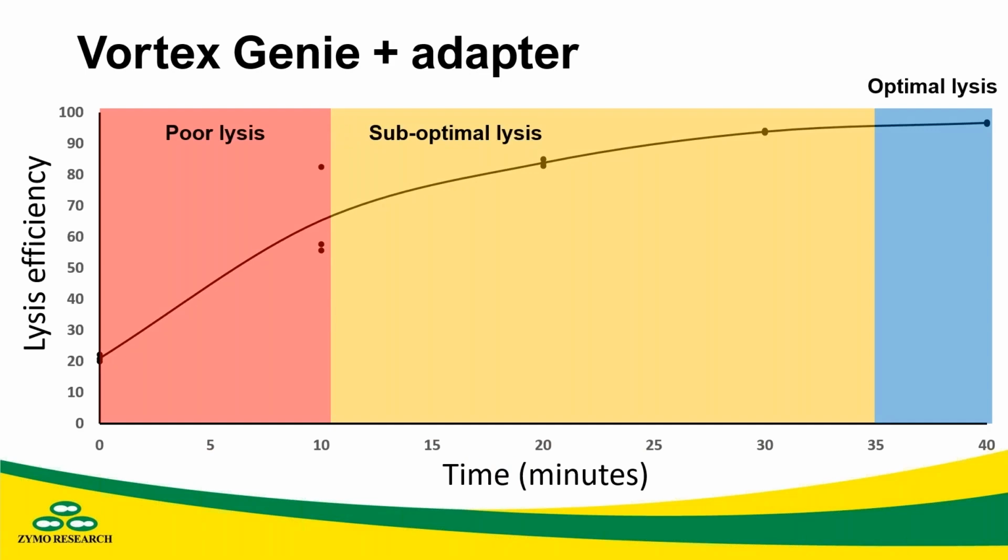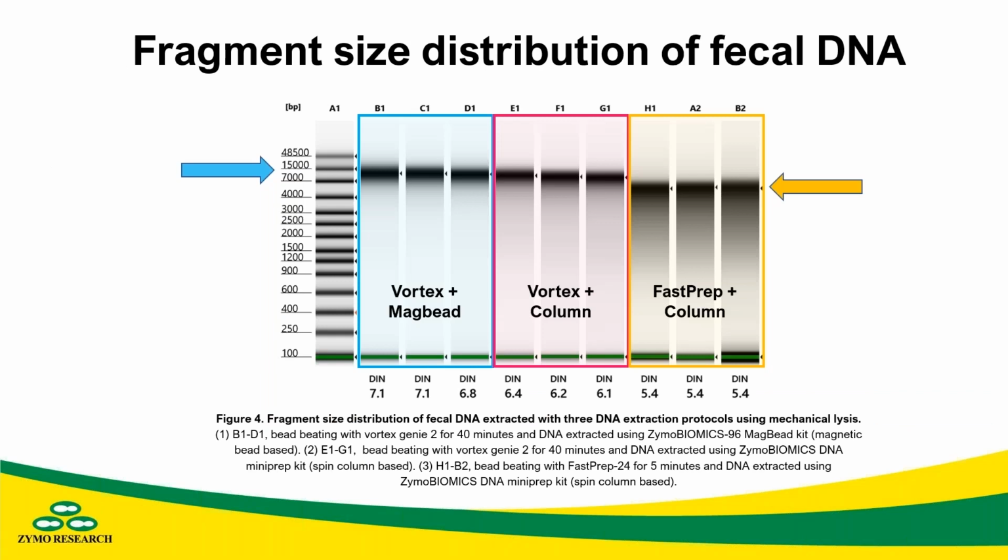We found that optimal lysis efficiency could be achieved following 40 minutes of lysis using a Vortex Genie, and we selected the Vortex Genie as a commonly accessible lysis tool. Importantly, we found that DNA fragment size following mechanical lysis can vary based on the lysis machine used. For example, higher energy homogenizers like the FastPrep, shown by the orange arrow, will result in reduced DNA fragment size compared to lower energy homogenizers like the Vortex.